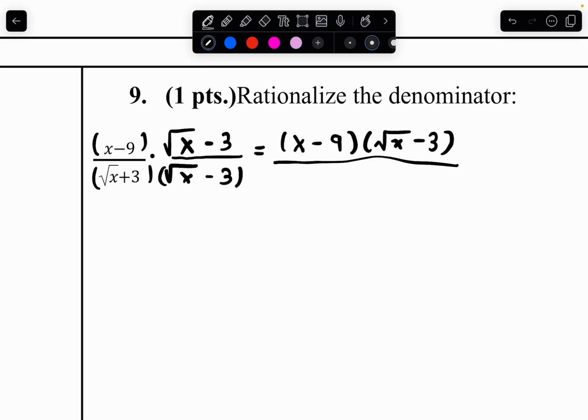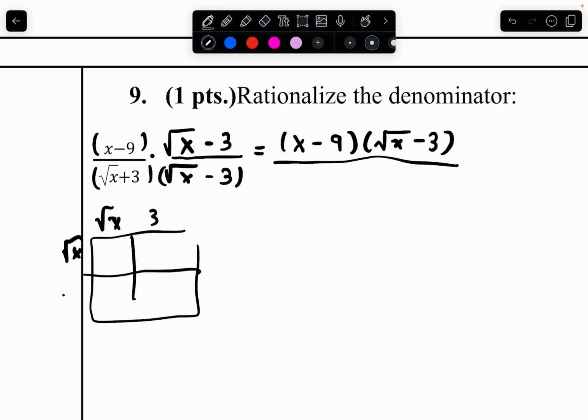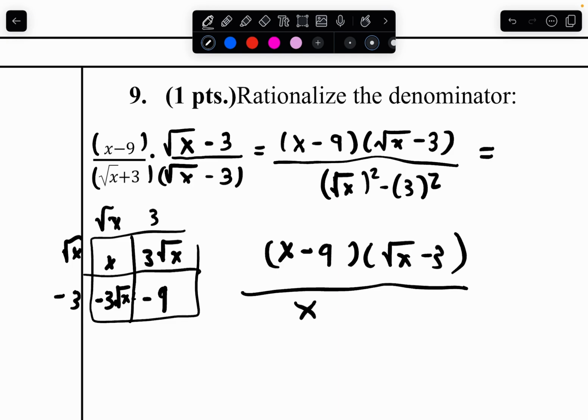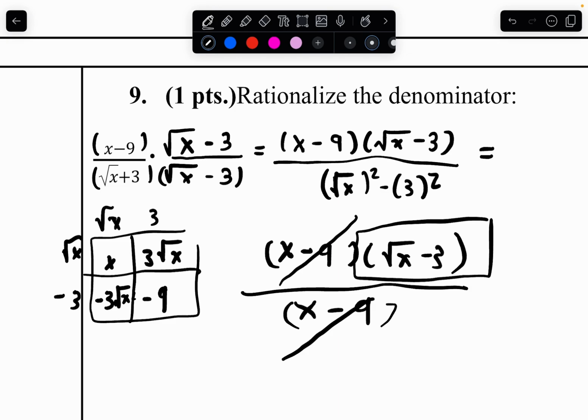So one crazy way to do this is to use the box. So you can do x, the square root of x and 3, and the square root of x minus 3. And you can substitute all of your values here into your box. However, I know that these are a difference of squares, so this is just going to be the square root of x squared minus 3 squared, which is x minus 9 times the square root of x minus 3 over x minus 9. Oh my gosh, what do you notice? These cancel out. So this is just the final answer.